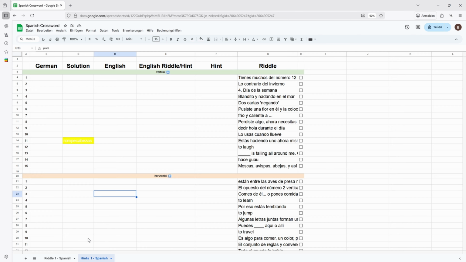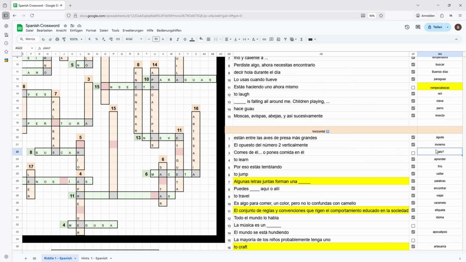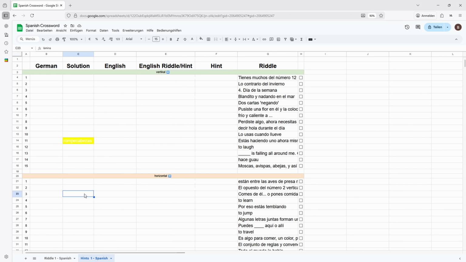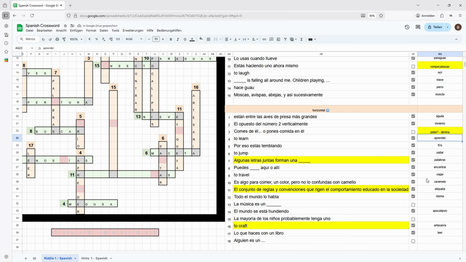Plate. But plate is plato. So that would be correct, but lamina, I don't know that word, if I'm being honest. We'll just make it that way. Then we have la música es un.